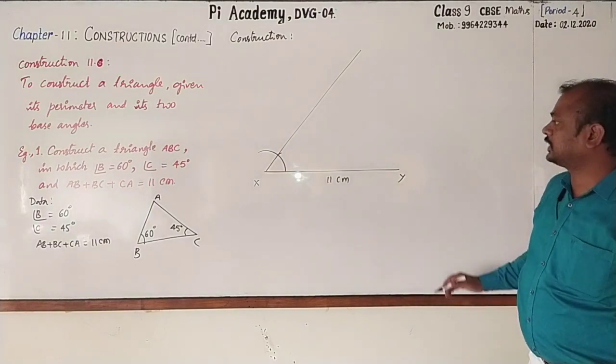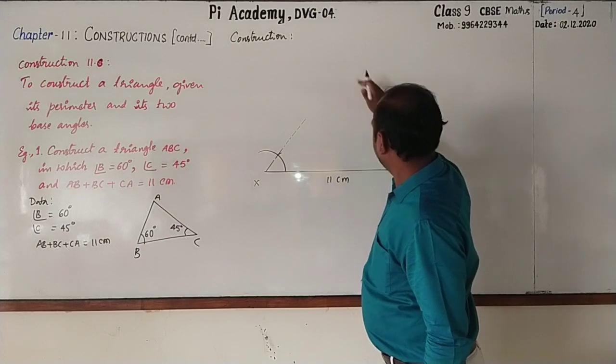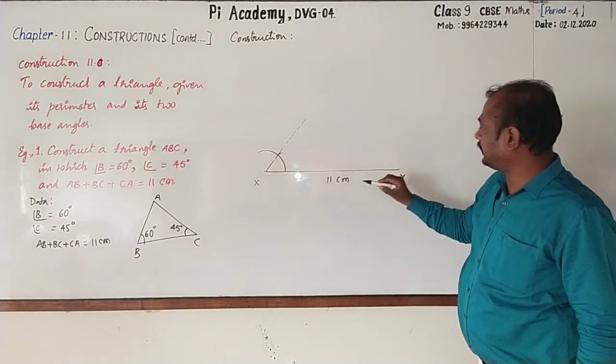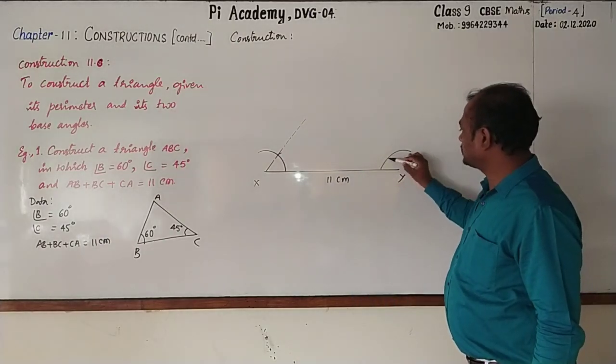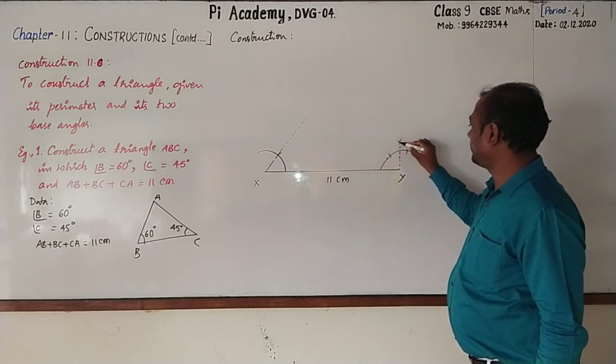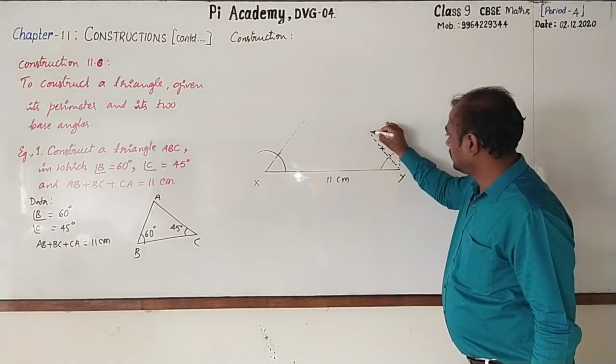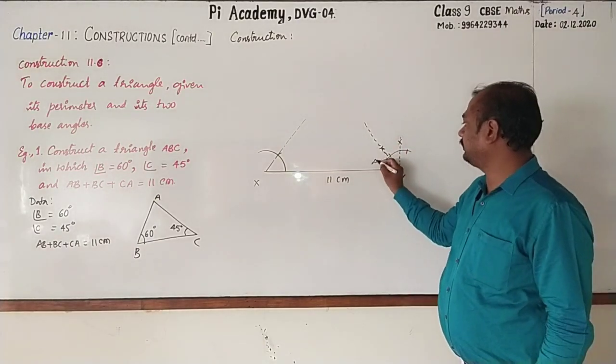Followed? Next, at Y, you will construct 45 degree. How? First you will construct 90 degree, and this 90 degree should be bisected. You will get 45 degree.